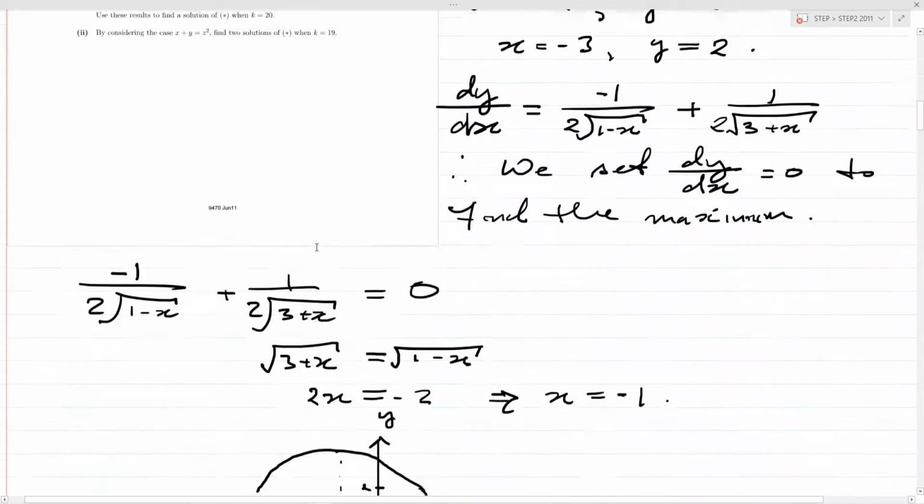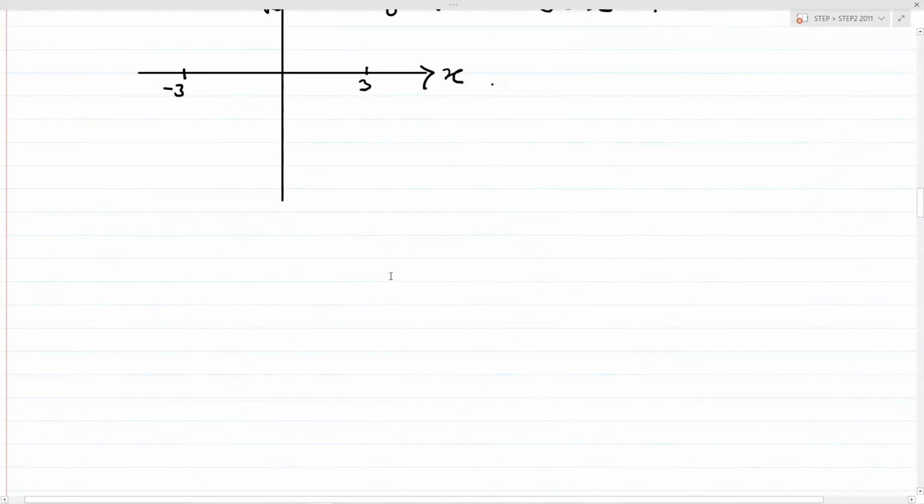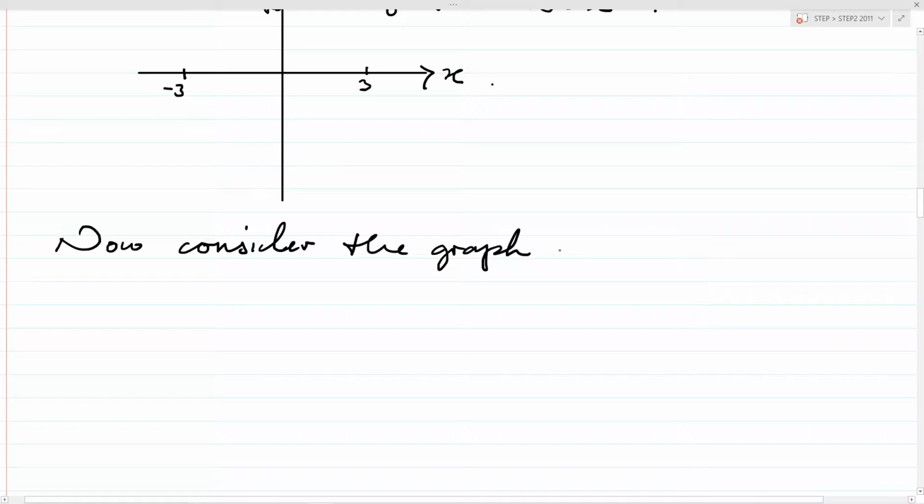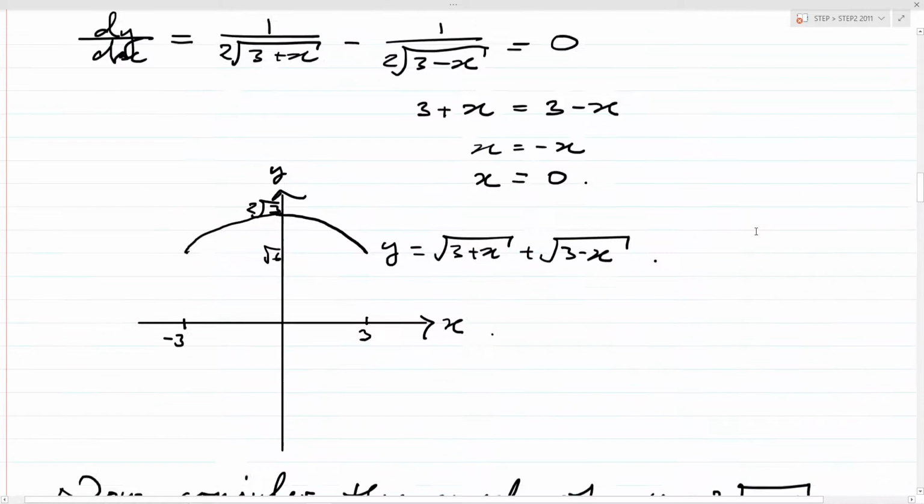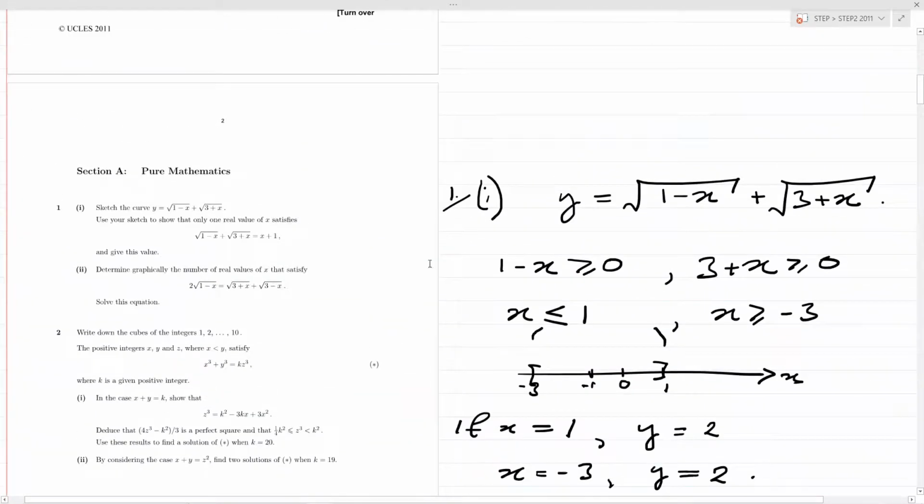2 times the square root of 1 minus x. Yes, that's right. So we say now consider, and it's always good to use words when you're writing. Now consider the graph of y is equal to 2 times the square root of 1 minus x. It was 2, wasn't it? Sorry, I don't want to make a mistake.